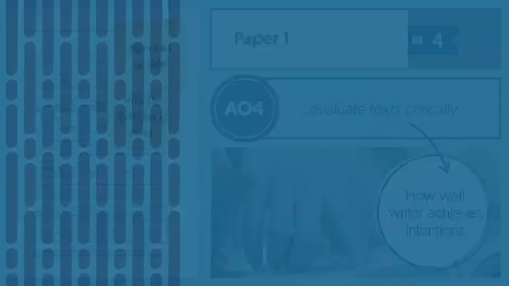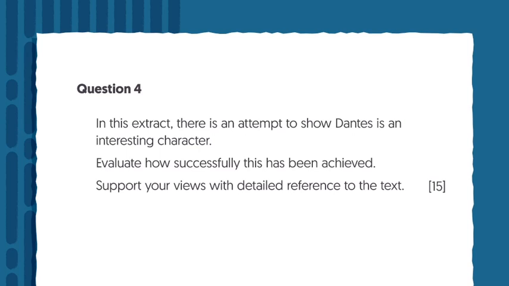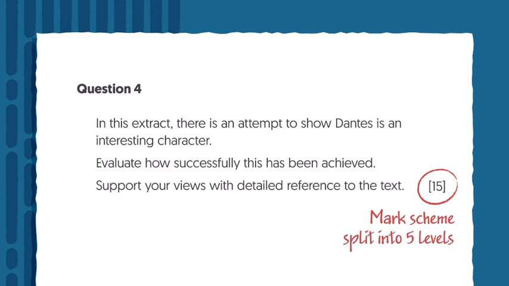Now let's look at the question. In this case, it's: in this extract, there is an attempt to show Dantes as an interesting character. Evaluate how successfully this has been achieved. Remember, this question is marked out of 15, and the mark scheme is split into 5 different levels.